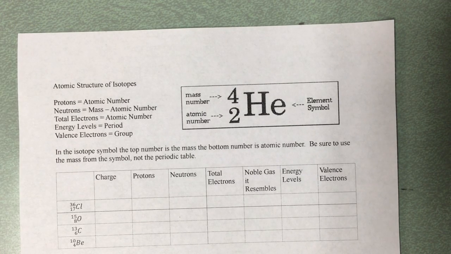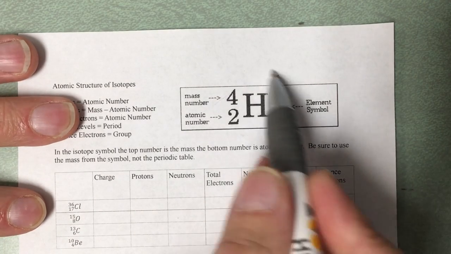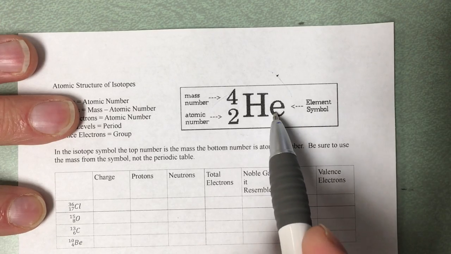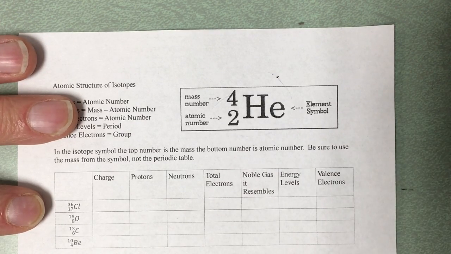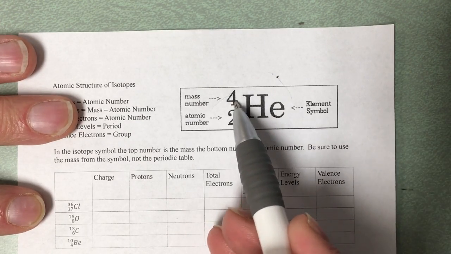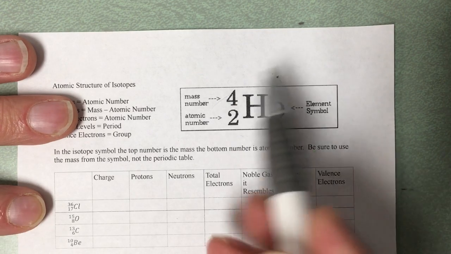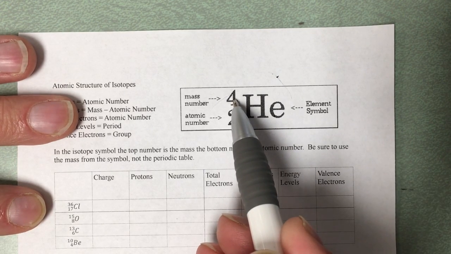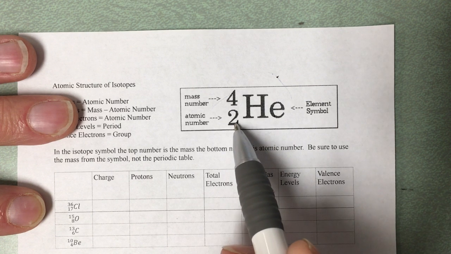Isotopes were a bit of an issue, so today's bell work is on the isotopes. When you have an isotope, it'll be written in isotope notation. You have the symbol of the element, so this one's helium. The number on the top is the mass number for this particular isotope. This number does not have to match the periodic table. The number on the bottom is the atomic number, number of protons. This must match what's on the periodic table.